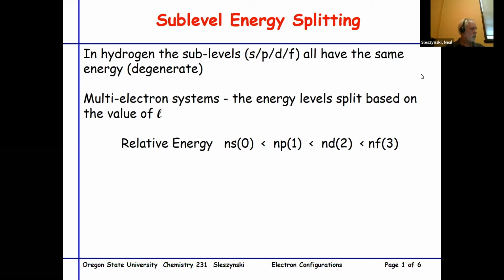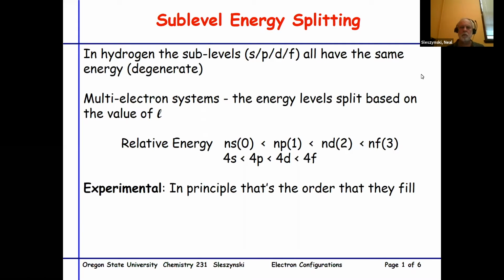In general, the relative energies look like this. s orbitals are lower in energy than p orbitals, which are lower in energy than d orbitals, and finally lower than f orbitals. If we were going to place an electron in an n equals 4 orbital, we would first place it in the s orbital because it has lower energy than the p. We would next put electrons in p orbitals and then d orbitals and f orbitals based on the energy. What we find experimentally is, in principle, this is the order that they fill in, although there are some exceptions.